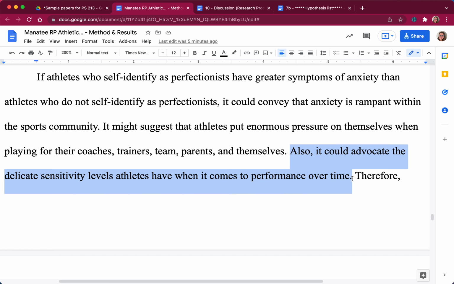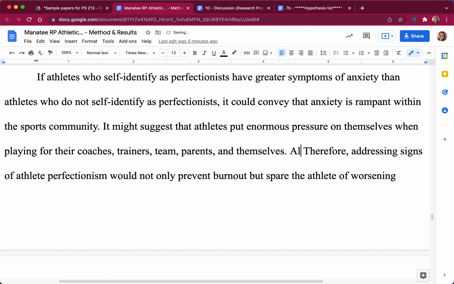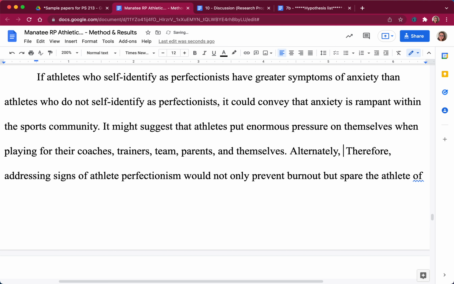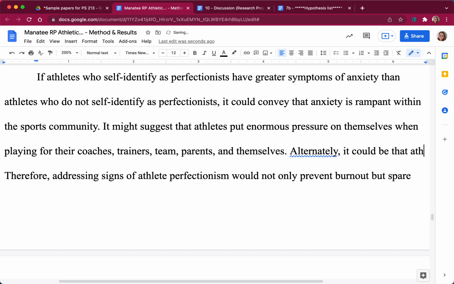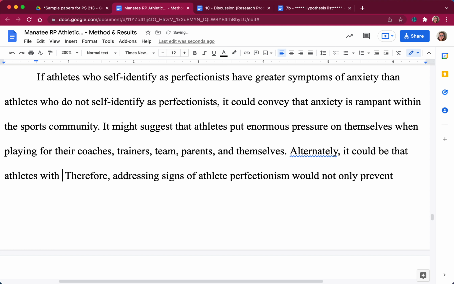So what we could say here instead, we could say something like, alternately. So I want you to always have it: first go ahead and explain what you think is probably happening, but then think of what could be another reason that you would see these results. Alternately, it could be that athletes with, I'm not going to say naturally high, I might say pre-existing high levels of anxiety are likely to become perfectionistic as well.